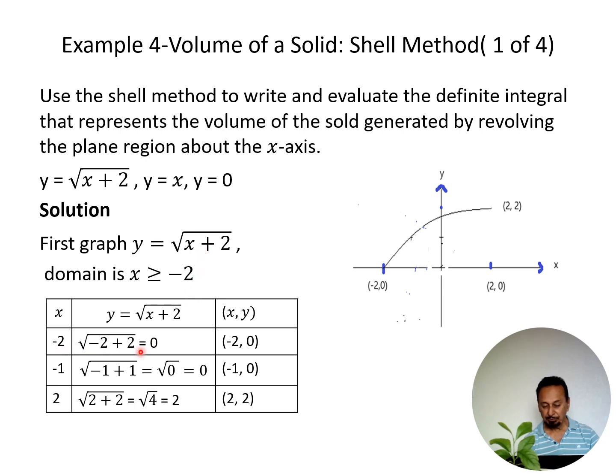Substituting gives you 0. Then substitute the next higher value, negative 1, and that will give you 0 also. Then next is 2, so this becomes the square root of 2 plus 2, which is the square root of 4, equal to 2. So we get the point 2, 2. These are the points we plot, and we get this curve.